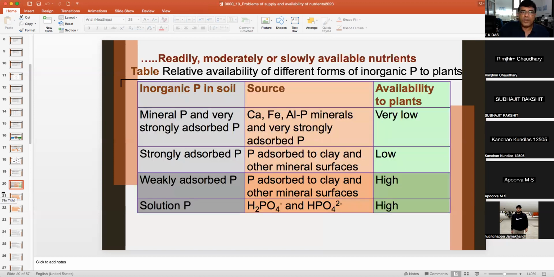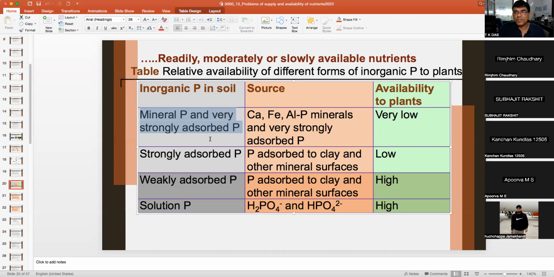Now see this example of phosphorus. First column is inorganic phosphorus in soil, then source, and then availability to plants. You can see mineral P and very strongly adsorbed P, what we call occluded phosphorus. You can learn yourself what occluded phosphorus is. The sources in soil are calcium, iron, and aluminum phosphate minerals, and very strongly adsorbed phosphorus. These are mineral P, and the availability to plants is very, very low.